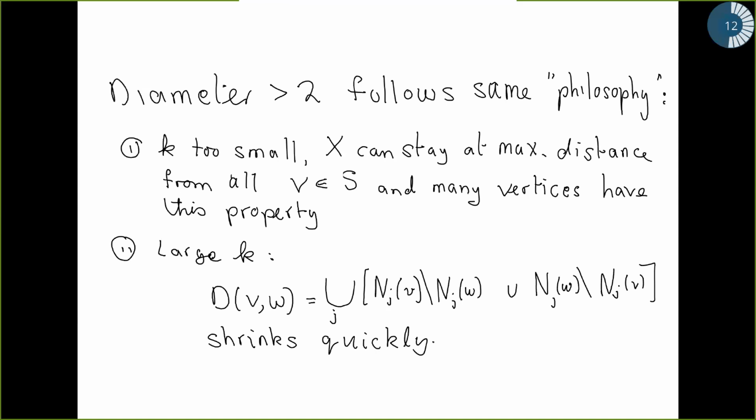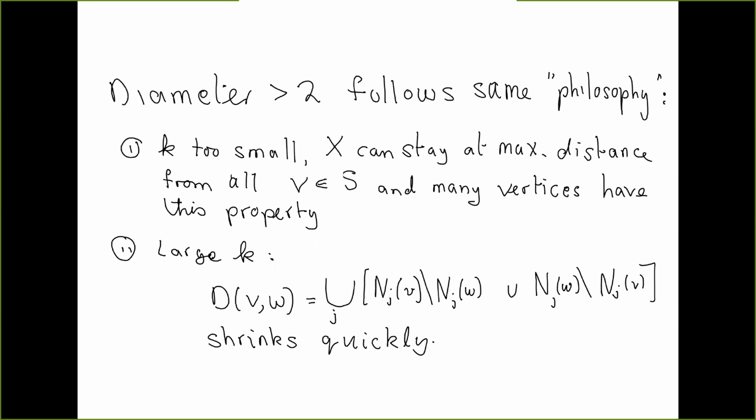The more general case has the same sort of philosophy. But now, instead of being either at distance 0 or 1 from a vertex, you can be at a distance between 0 and 1 up to the diameter. And for k too small, x can basically stay at the maximum distance from all the vertices in S. And there's lots of choices. So the signature always looks like D, D, D, D, D, D, D, where D is the diameter. And there's plenty of choices. I must say, the philosophy is the same, but the work is much harder.